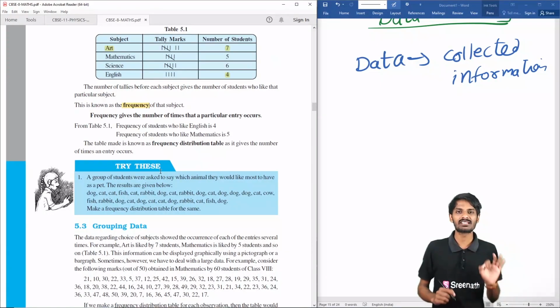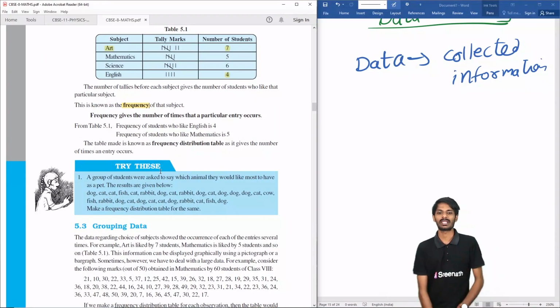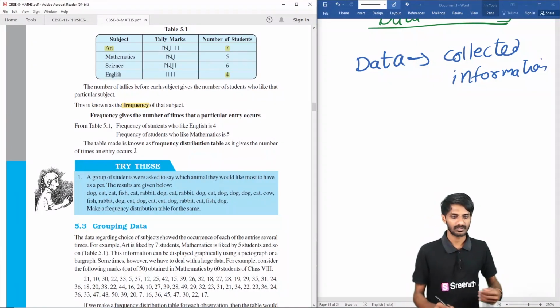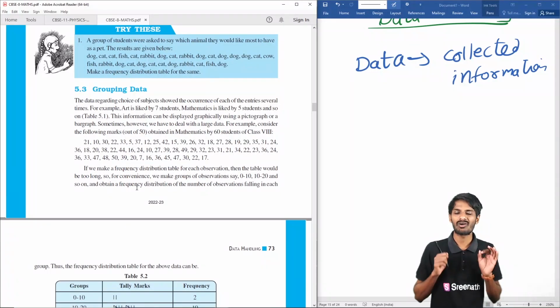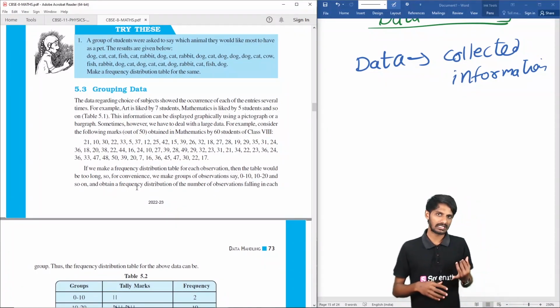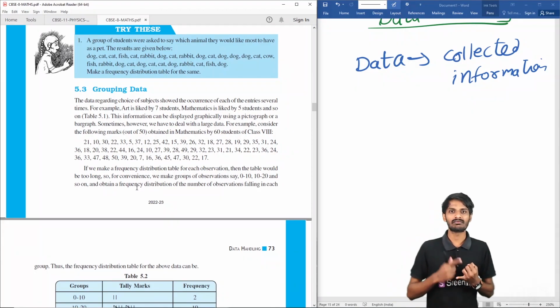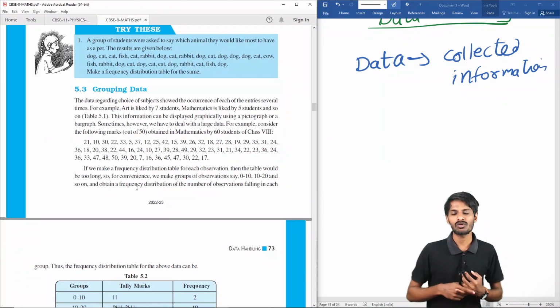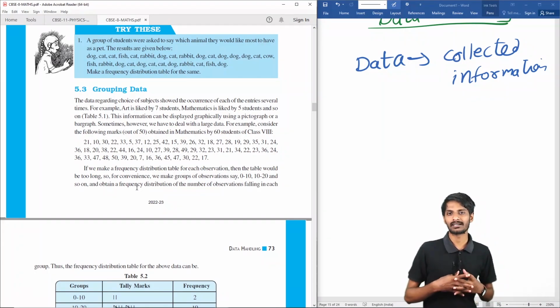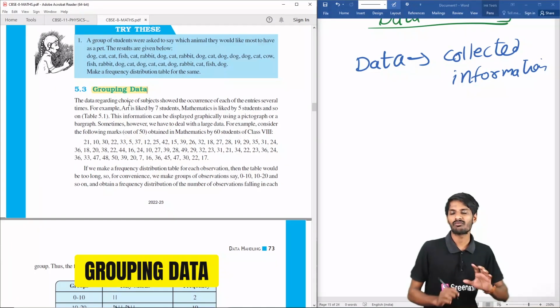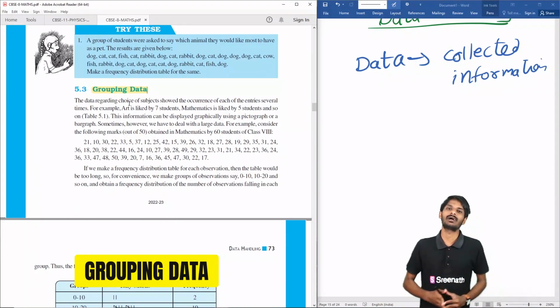So it is the frequency distribution table, which we call the frequency distribution table, students. Okay, next. We have understood the need for organizing data. So how to organize the data? There are some different ways to organize data. Students, grouping data is one of them, so we have to group the data.